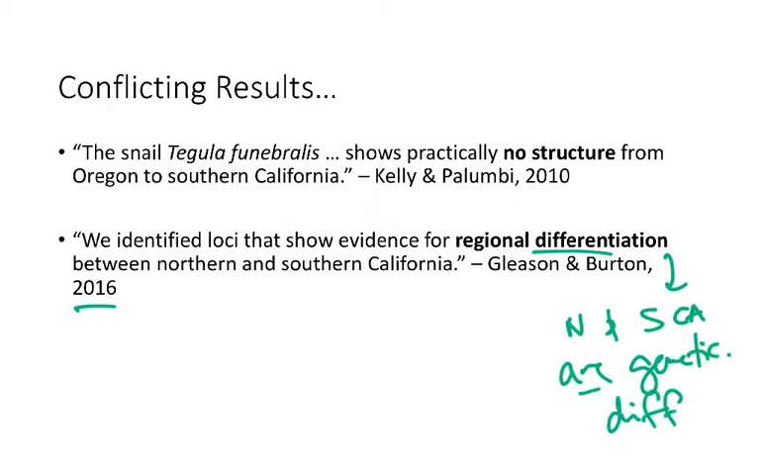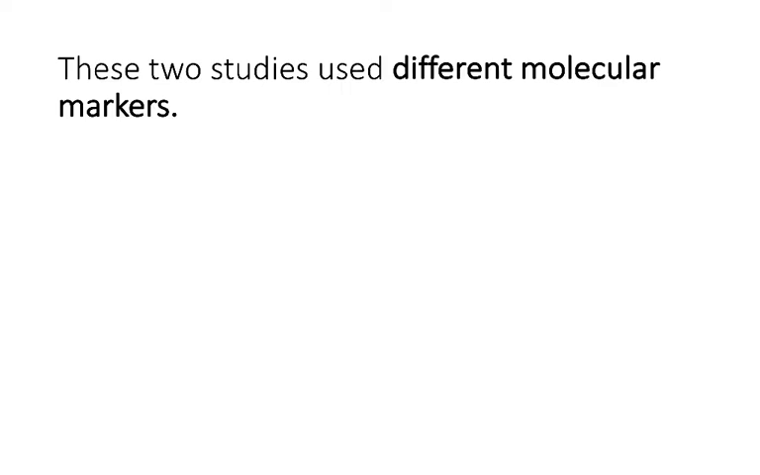And so if you're wondering, well, how can that be? How can both of these things be true at the same time, or who was right? What this example illustrates is that it depends on what type of molecular marker you use for your study that will affect the type of result that you get.